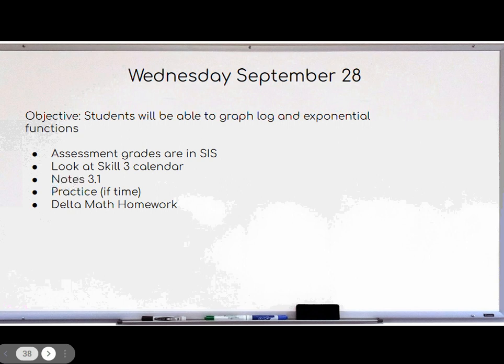Around the calendar, but how many units are in the assessment? Like how many days? How many units are we gonna have? Oh, the cumulative? Yeah. 3. So this is your last skill before the cumulative.